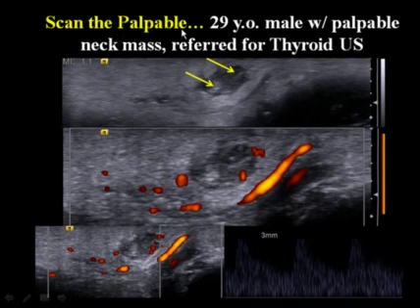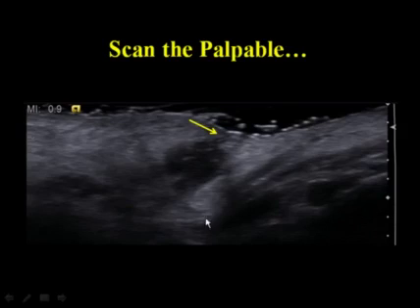Again, scan the palpable. It was a 29-year-old male with a palpable neck mass, and he was actually referred for a thyroid ultrasound. When the technologist scanned the palpable mass, she saw this little bit of a heterogeneous mass. There were these echogenic lines within it. She thought that there might have been some color flow. And I asked her to go back and put a lot of gel and scan the superficial region.